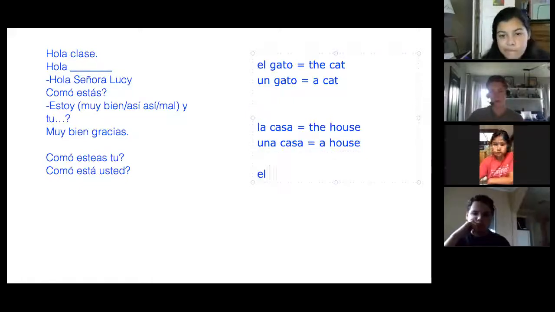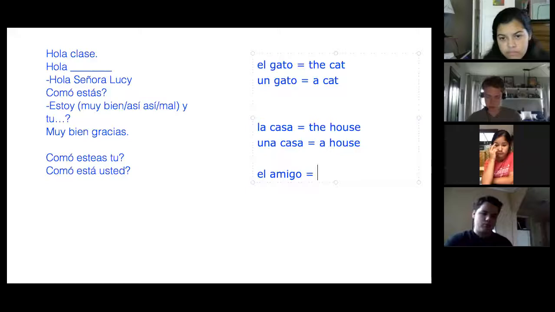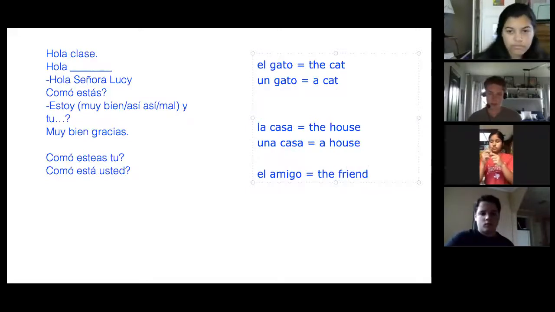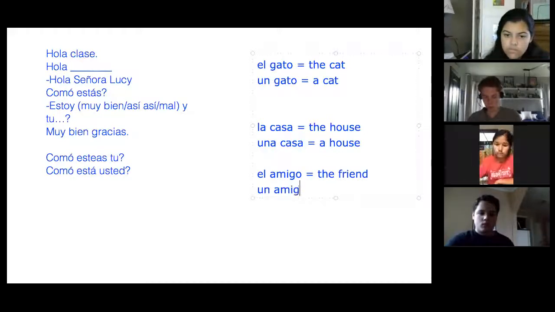I'm going to give you one more example. If I say el amigo, Samuel, do you know what that means? El amigo? What's amigo? Are you familiar with that word? Isn't it friend? It is friend. So it would be the friend. Very good. So I would say, this is the friend, el amigo. Or I would say un amigo, which is a friend.